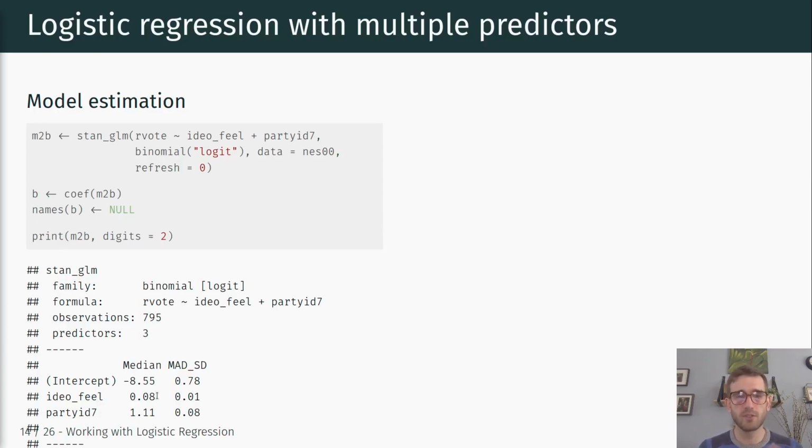Okay, so this is interpreting just the direction of these coefficients, but of course we want to get an additional idea about the substantive effect size in terms of probabilities.